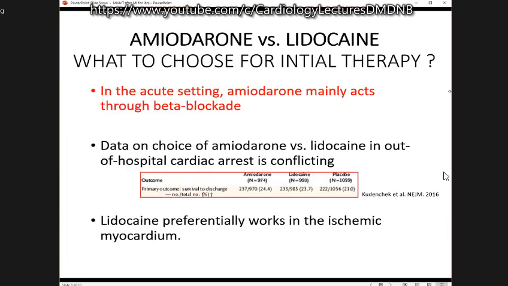So there's often a debate on what to choose in terms of whether IV amiodarone or IV lidocaine is useful as an initial therapy.